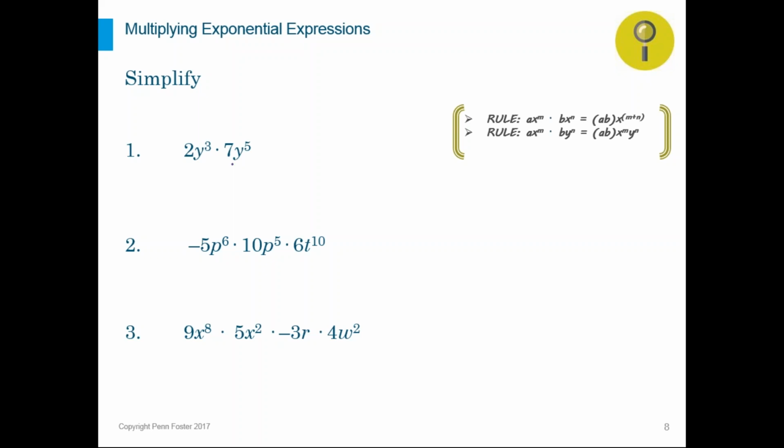In here, what we're going to do is multiply the coefficients. 2 times 7 is 14. And then multiply the variable parts by keeping the variable y and then add the powers. 3 and 5, 3 plus 5 is 8. And that's your answer. So even though we are saying multiply in this question, we are actually adding the powers.